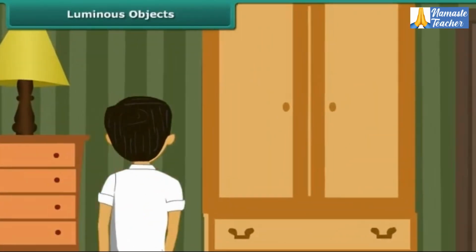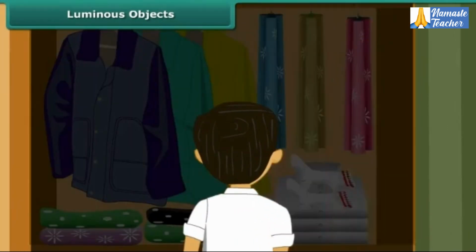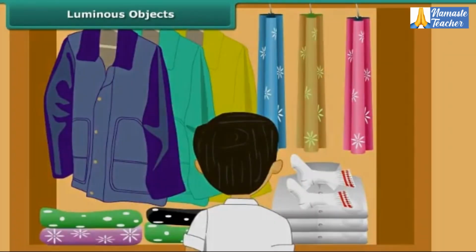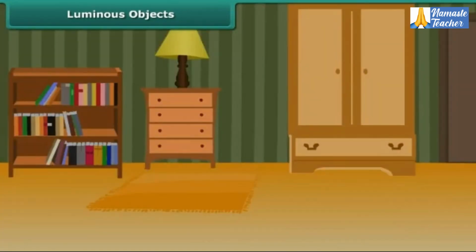You are getting late for school. You are not able to find your socks. You search for them in the cupboard. Since the cupboard is dark, you switch the tube lights on. Once you locate the socks, you switch the lights off because there is sufficient daylight.